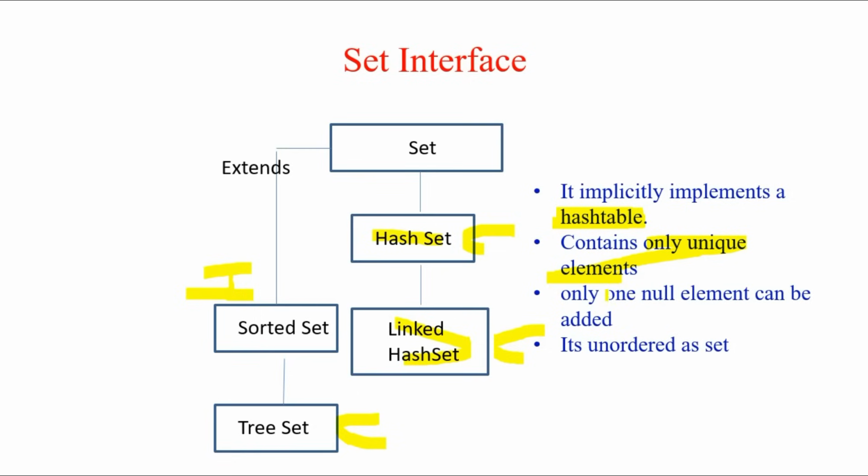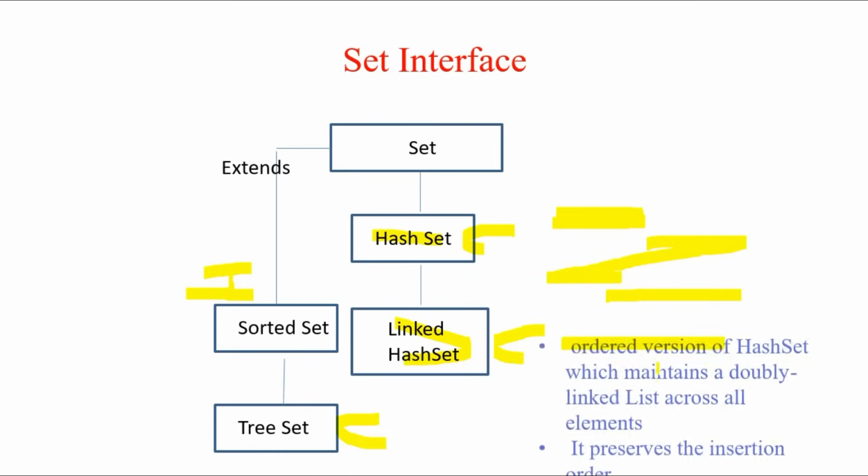There can be only one null element that can be added, but not more than one null element can be added to this hash set. And it is unordered. Basically there is no order while you put elements in the set. It can be randomly organized. It does not maintain the order of insertion. It just puts elements in an unordered fashion.